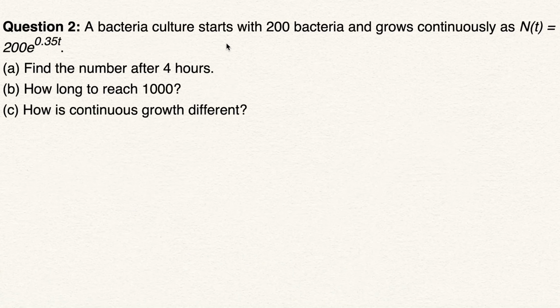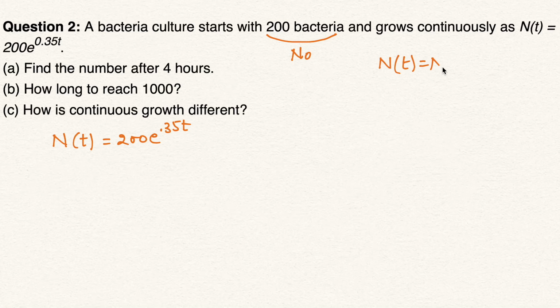A bacteria culture starts with 200 bacteria. Okay, that means it is the initial number of bacteria, and it grows continuously. Awesome. So N of t is equal to 200, that is the initial amount, times e raised to power 0.35t. Now, you must be thinking, okay, if this is a bacteria question, then the number of bacteria after time t is equal to b to the power x or time, right? But why are we using e?